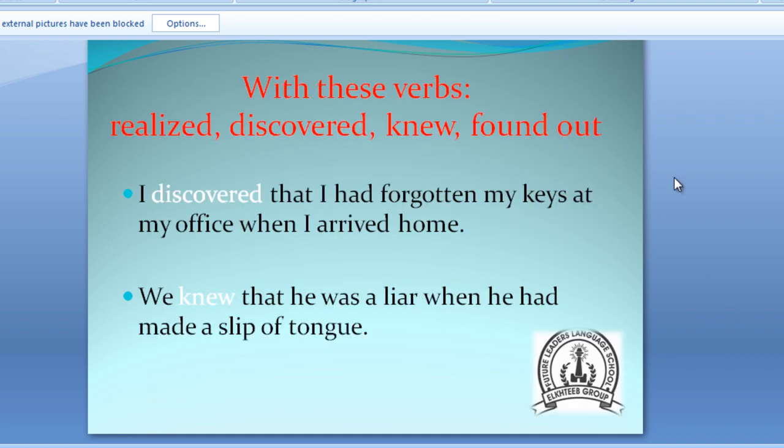We use the tense with these verbs: realized, discovered, knew, and found out. I discovered that I had forgotten my keys at my office when I arrived home. We knew that he was a liar when he had made a slip of the tongue.